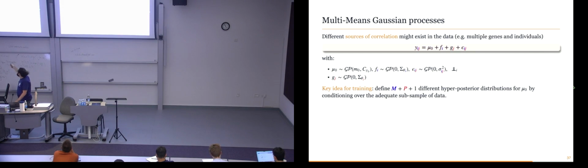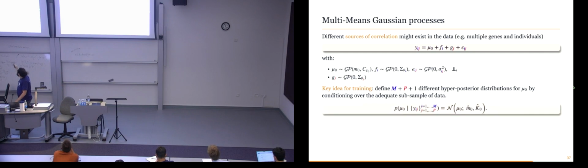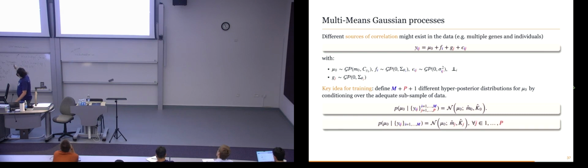But the key idea, which is quite odd at first glance, is to compute not one, but multiple hyperposterior distributions for mu0. Each being conditioned over specific subsamples of the data. Typically, you will fix one source of correlation and average over the other. And you will create many specific mean processes, because the one that averages over all individuals and all the genes is just a big mess. It averages everything. It's pointless. You can compute it, it's just pointless in practice.